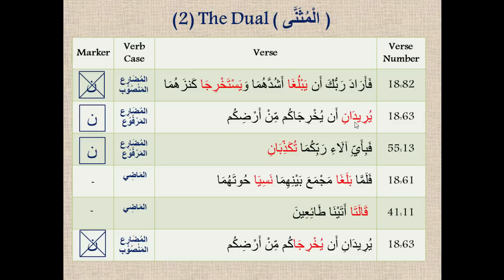Example number 2. Yuridani ay yukhrijakum min ardikum. We have the verb yuridani, form 4. And we hear that alif, yuridani, that elongation. This is al-fi'l al-mudari' al-marfu'. It's the default case because there are no special factors around, and the marker would therefore be thubut an-noon, presence of the noon. فَبِأَيِّ آلَاءِ رَبِّكُمَا تُكَذِّبَانِ. This is tukadhibani, conjugated for antuma, you two. The case is marfu' and the marker is thubut an-noon.